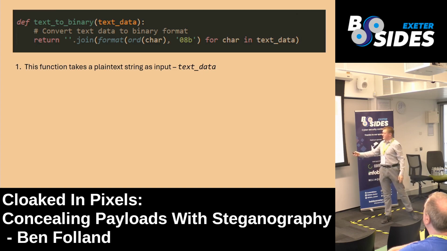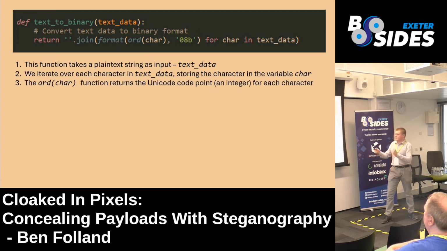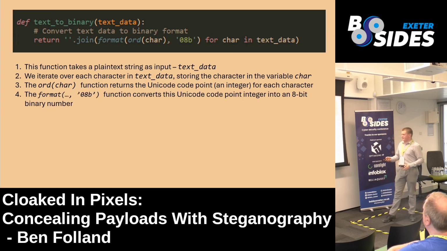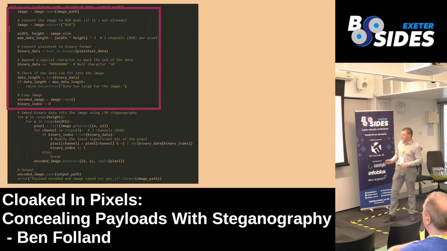It takes text data as input. It then iterates through each character in this string and stores it under the variable char. It then takes the ord function of that to get the Unicode integer value for that particular character, and then it uses format to convert the Unicode number to binary, an 8-bit binary number. We then join all those 8-bit binary strings together. So we got to this point here. We then append a string of 8 zeros. What this does, it acts as the end of the data.